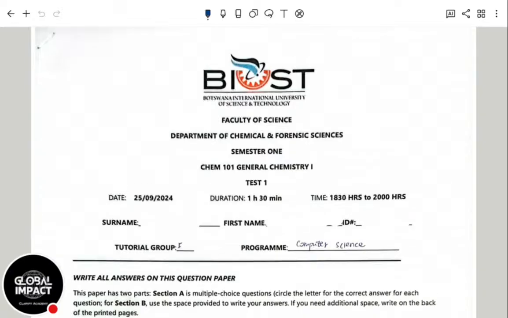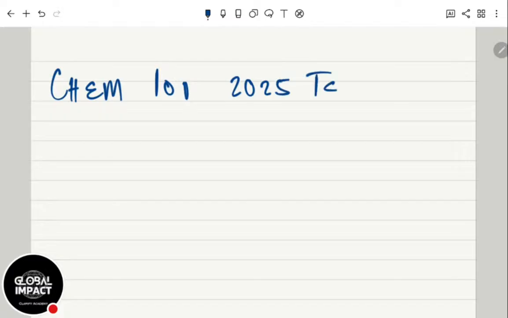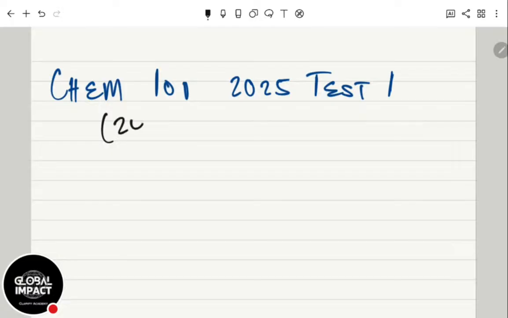I'm going to give you a summary of your test, then we'll come back and start attacking paper after paper, question after question, tutorials and all these things, from now until you write. So make sure you are settled, make sure you're enjoying yourself, and let's enjoy the ride. Now, first of all, this is going to be our BIUST Chem 101 2025/26 test 1. Obviously today is 24 September 2025, so we can put that: 24/09/2025.